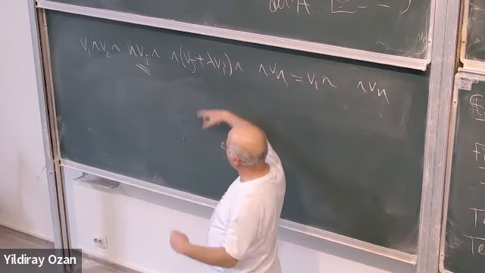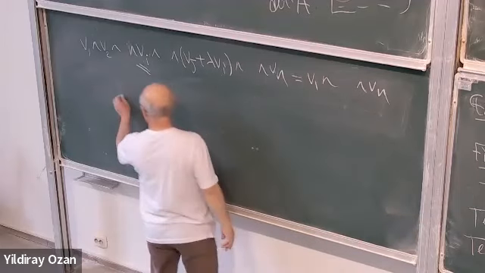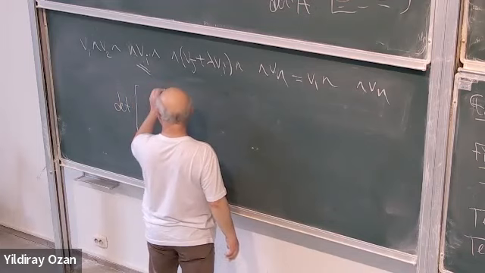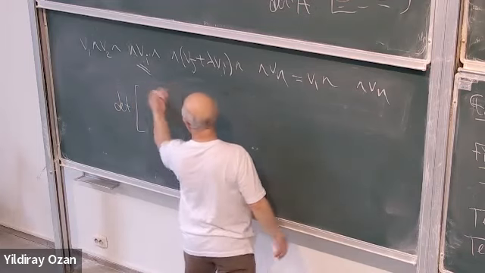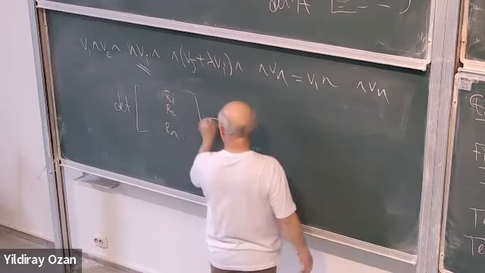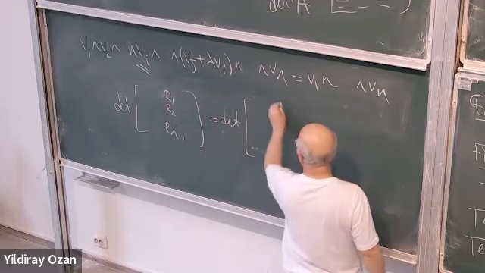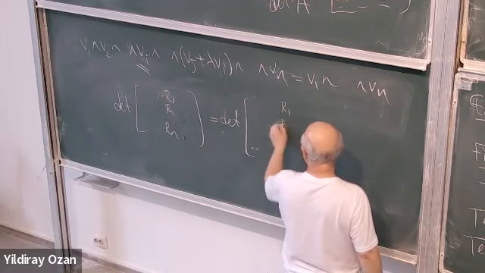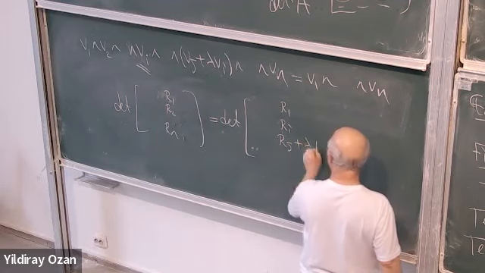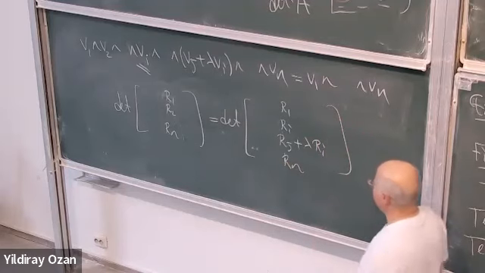What does this correspond to in matrices? It corresponds to the following. Determinant of, let's say, suppose this is row 1, row 2, row n. This determinant is the same as this one. Row 1, here we have row i, let's say, and here we have row j plus number times row i, and then row n. Right?